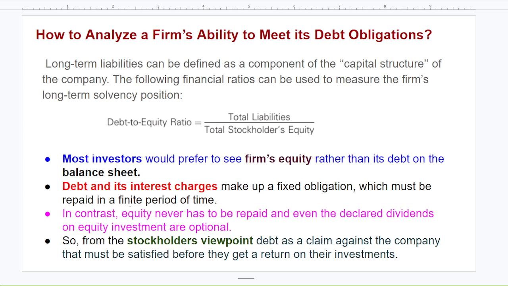Next, debt and its interest charges are fixed obligations that must be repaid in a finite period of time. That means if you are unable to meet them, there will be a debt problem, a financial problem. In contrast, equity never has to be repaid. When you invest in equity, a stock, the company will not redeem the value of your investment. So you are taking more risk as compared to, for example, an investment in a bond.